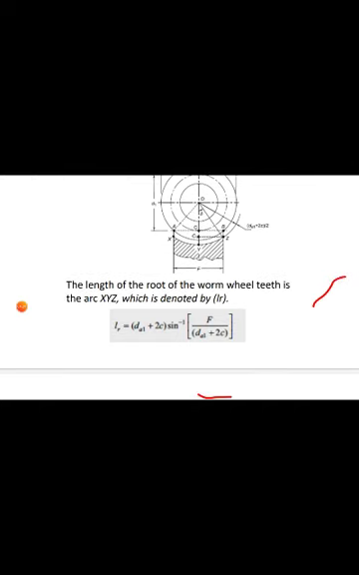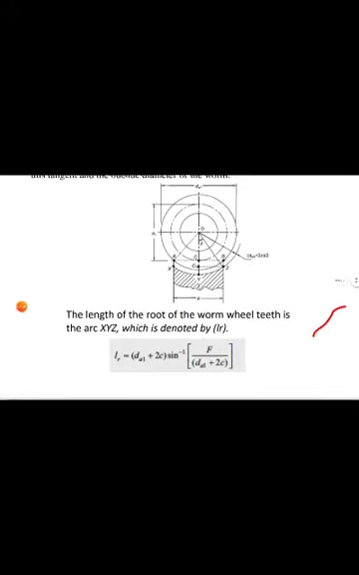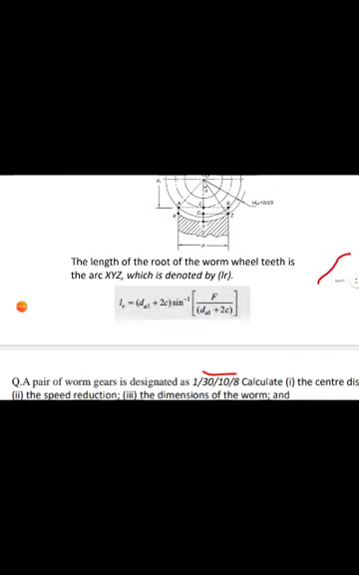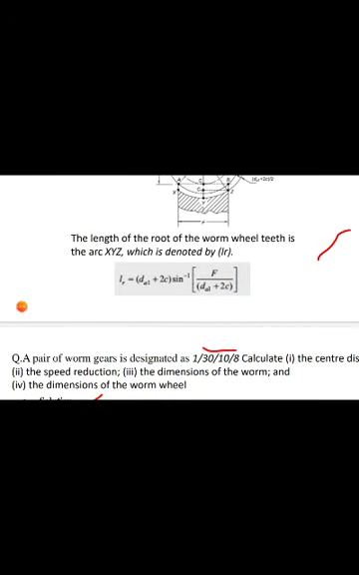Now DA1 is the addendum circle diameter of the worm plus twice C, that is the clearance, into sine inverse in bracket face width F upon DA1 plus 2C. So this is the formula for the length of the root of the worm wheel teeth with the help of this arc XYZ.